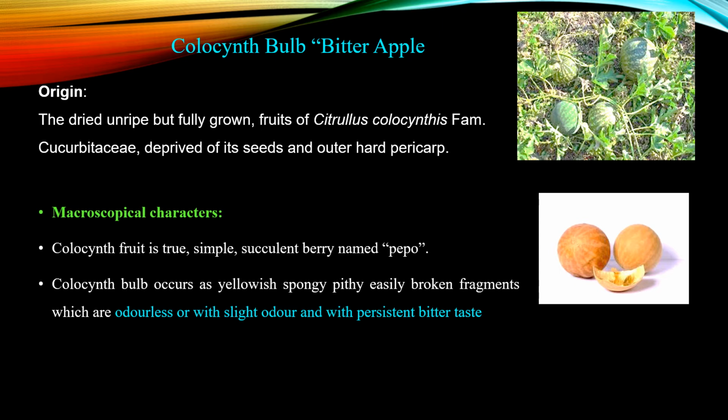Photograph of the fully grown unripe colocynth fruits, which look like melons or watermelon. Dried ripe fruits of colocynth with yellow surface. The colocynth fruit is a true, simple, succulent berry named pepo. Colocynth pulp occurs as yellowish, spongy, pithy, easily broken fragments, which are odorless or with a slight characteristic odor, but with an intense, persistent, bitter taste.